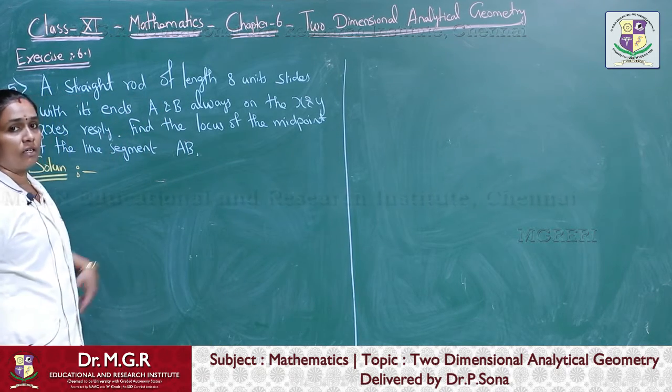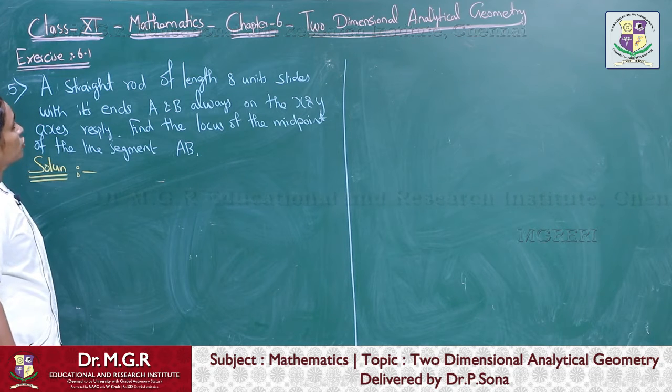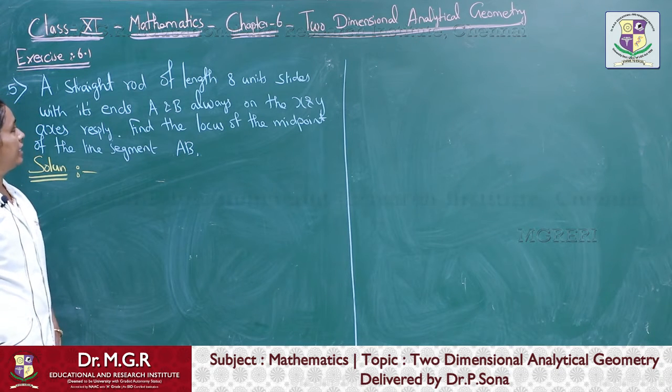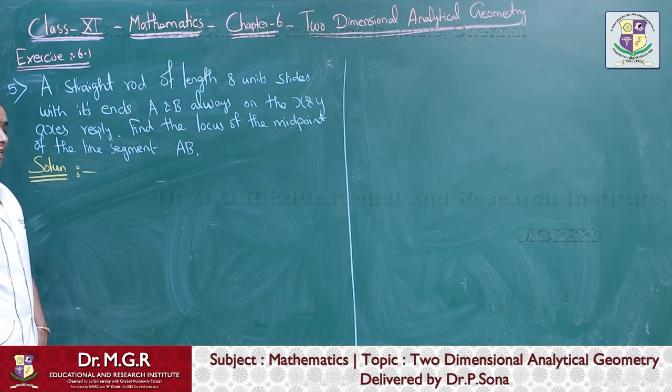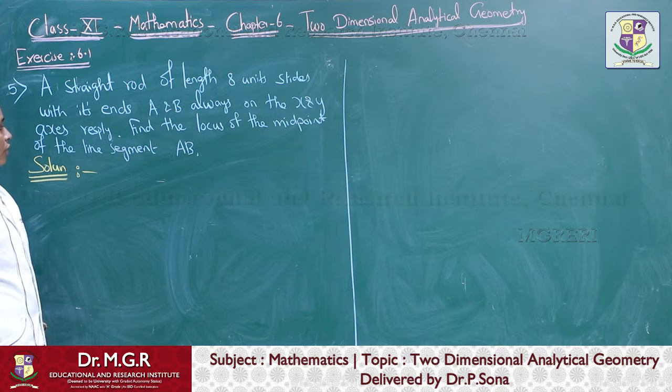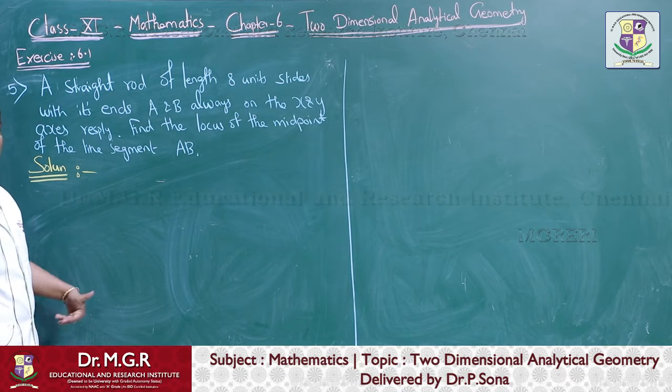Exercise 6.1, question number 5. A straight rod of length 8 units slides with its ends A and B always on the x and y axis respectively. Find the locus of the midpoint of the line segment AB. So this is our question.